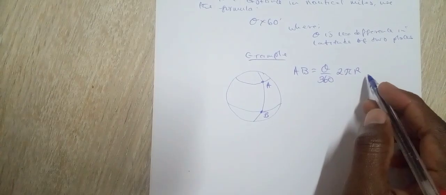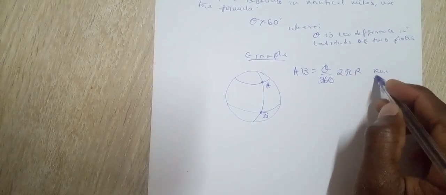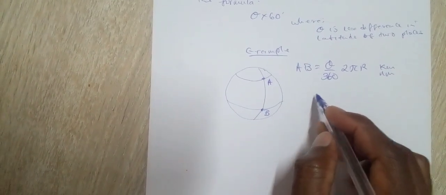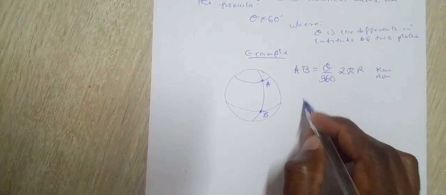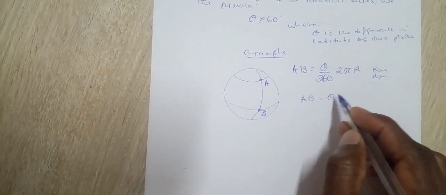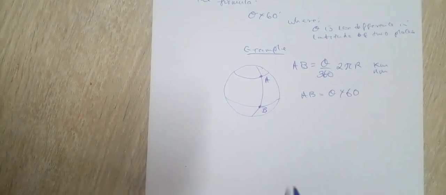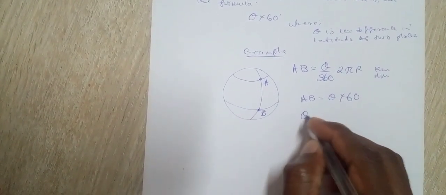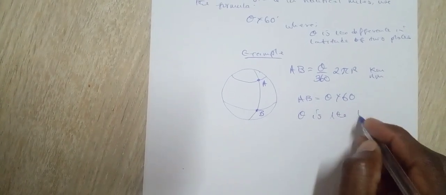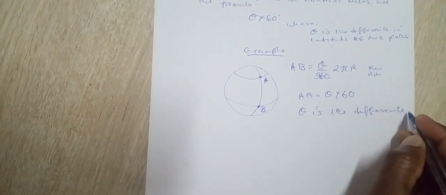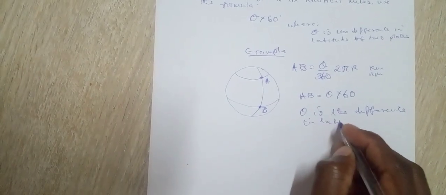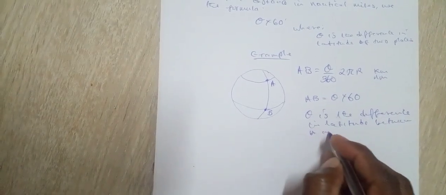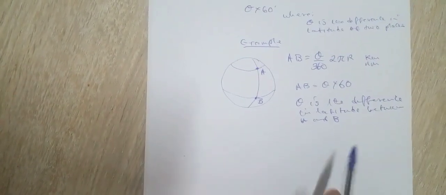Now, you can use this formula to calculate either in kilometers or in nautical miles. But if you just want to calculate in nautical miles and be quick, you can also use the formula where AB is theta times 60, where theta is the difference in their latitudes between A and B. And how do you find the difference?